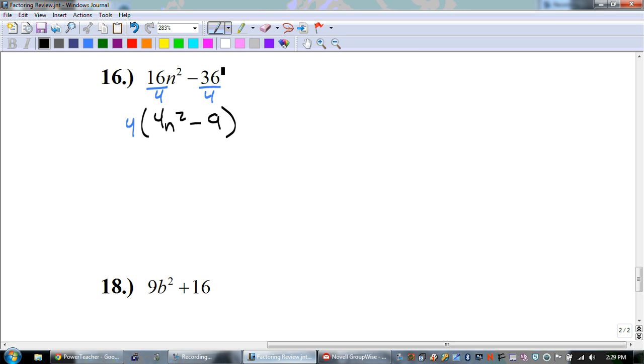Now, what are we left with? Well, inside we're left with a quadratic binomial with subtraction. And yes, I can square root both of those. All right. So my GCF goes out front. 4n squared, the square root of that is 2n. I got a plus and a minus, and the square root of 9 is 3.